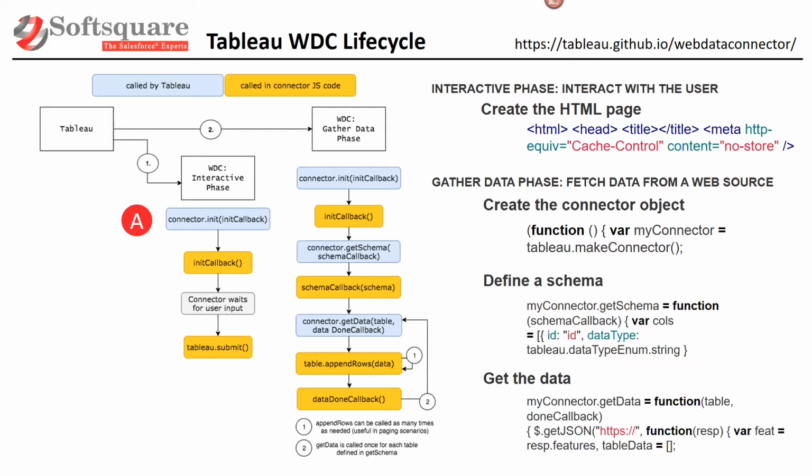Now, once you're done with the interactive phase, we go into the next phase, which is the gather data phase. So the gather data phase is where it fetches the data. Essentially, there are three major stages to that, which is the create connector object, and then you define the schema, and then you get the data.